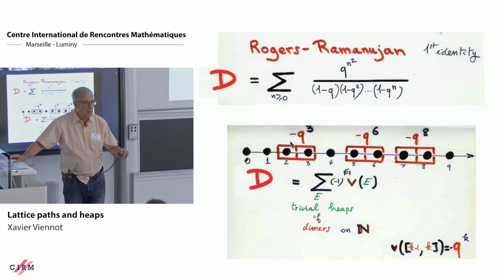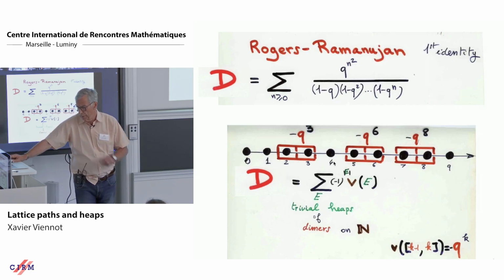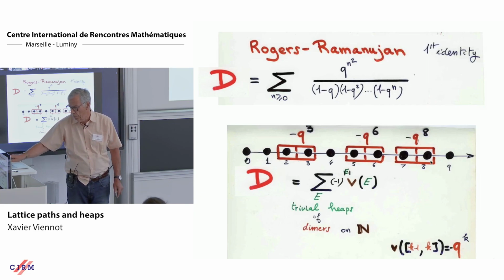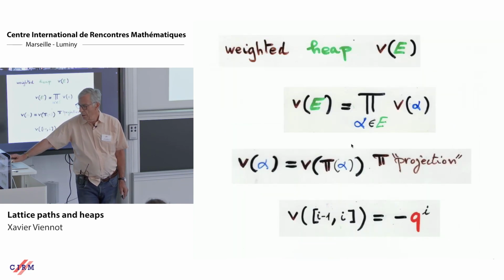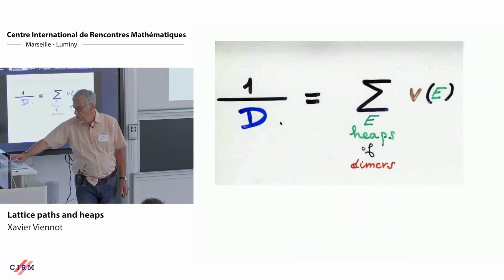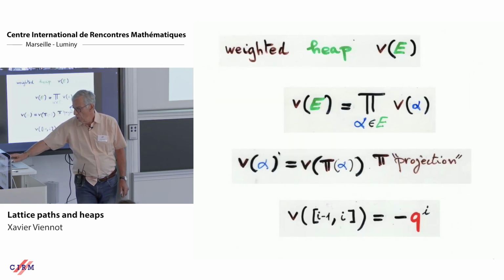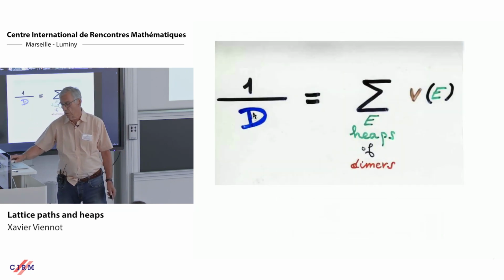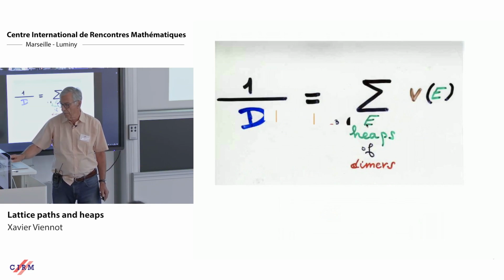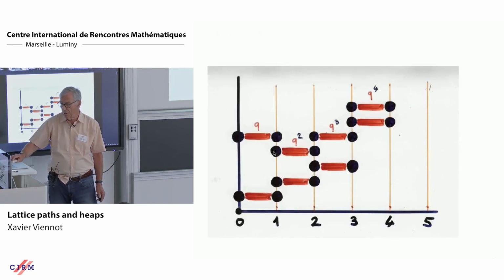So it's a trivial ellipse of dimers. It's a generating function of trivial heaps of dimers, where each dimer is weighted by minus q power k. And so I am going to apply this theorem of 1 over D. I am going to apply the inverse. So the inverse of the generating function for these weighted heaps, with a q, is the sum of heaps of dimers. So here, say each dimer is weighted now q, q2, q3, q4.